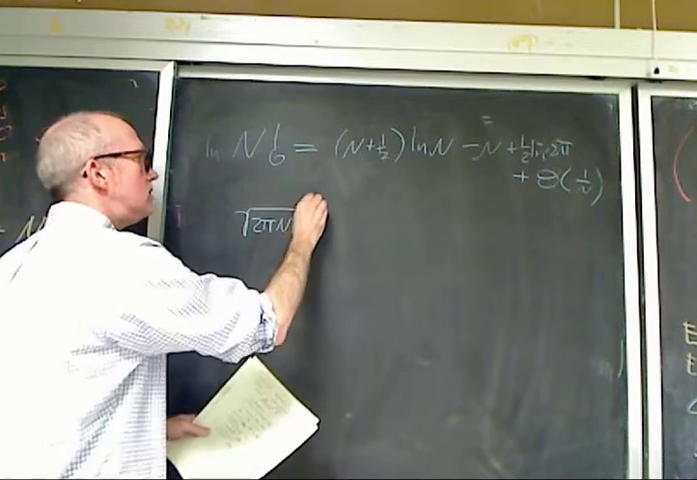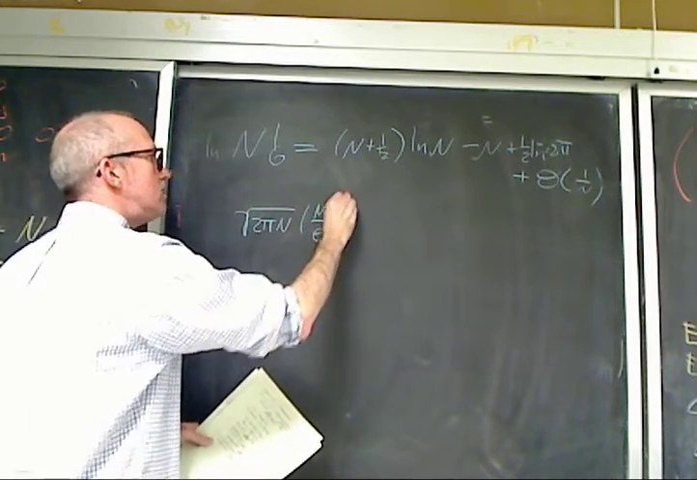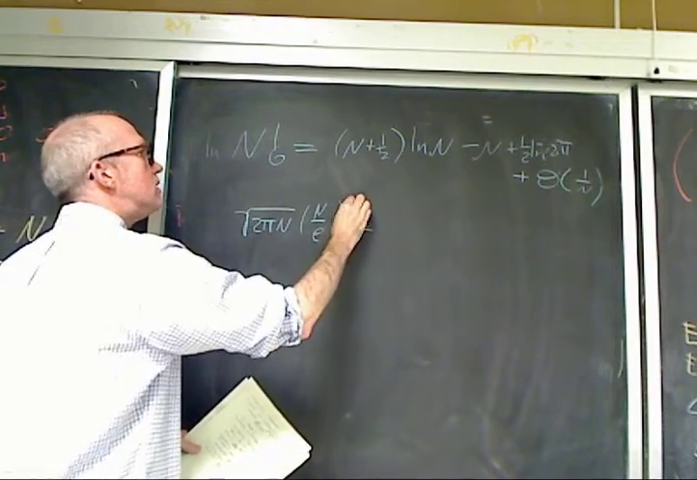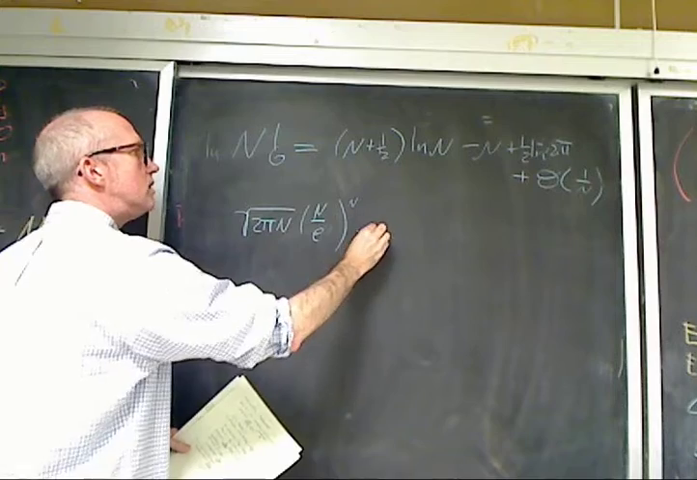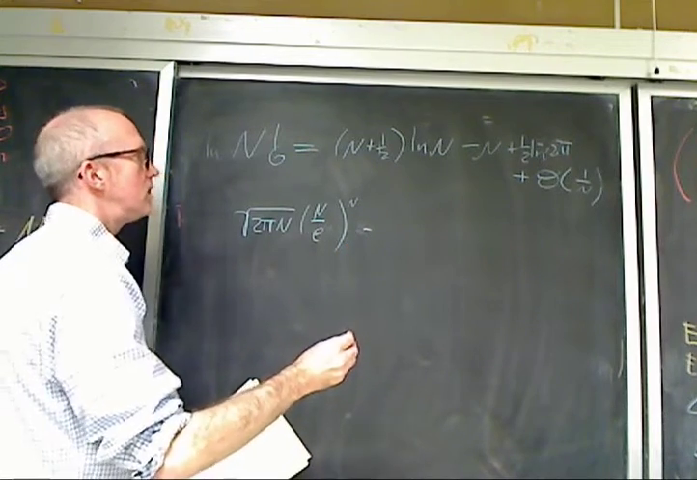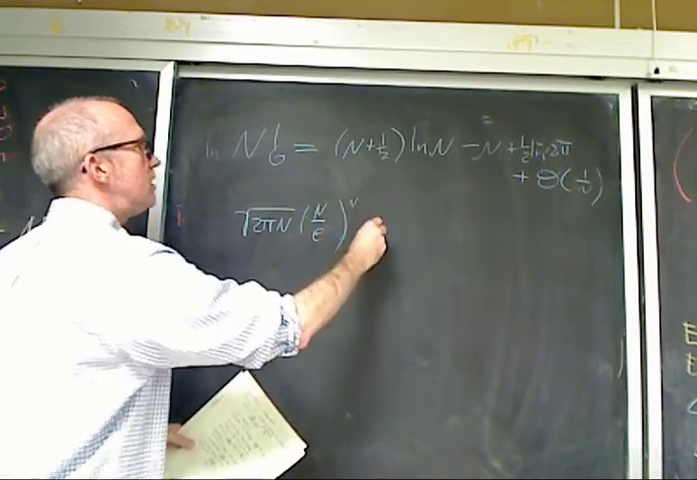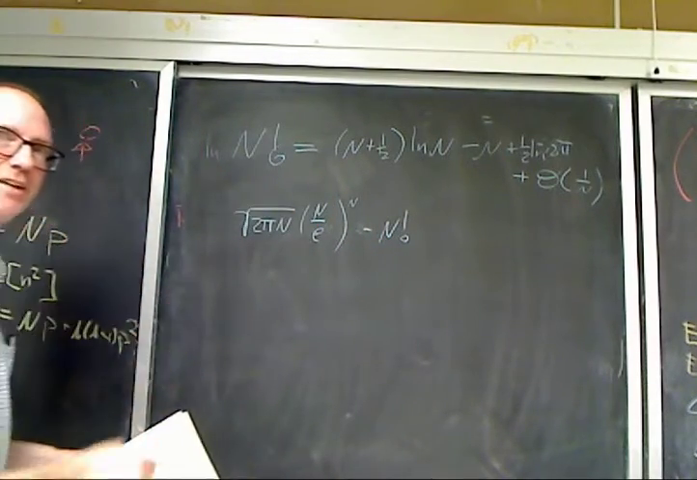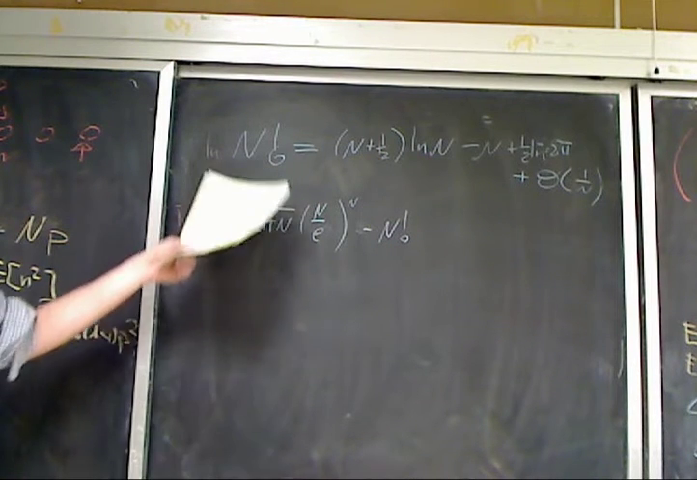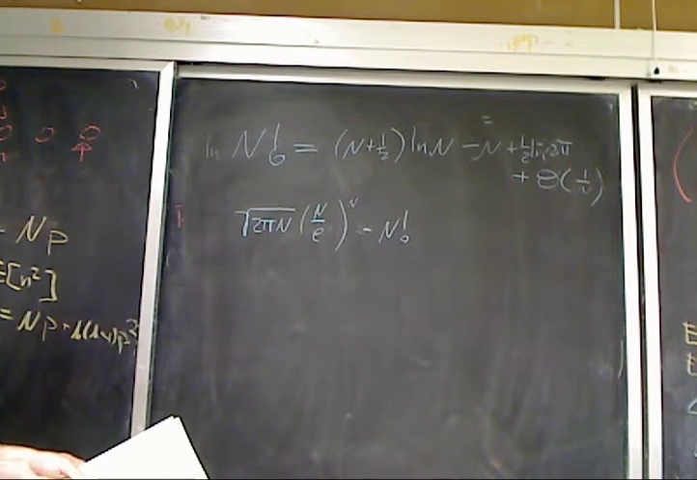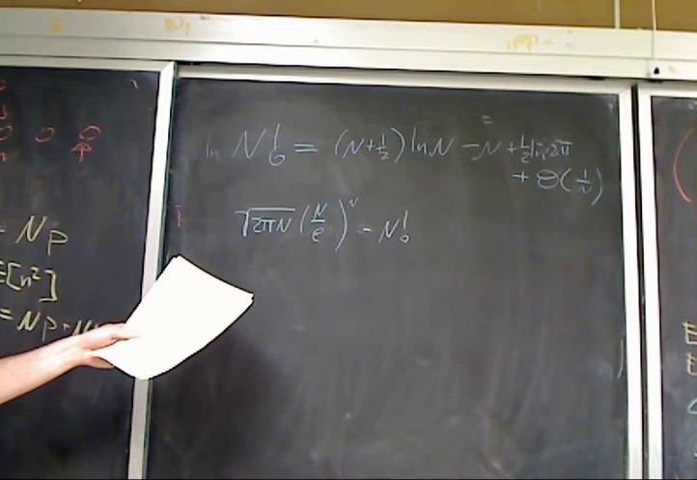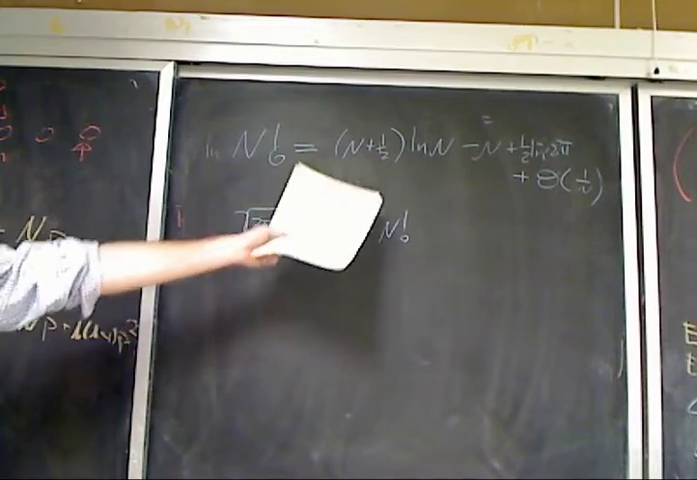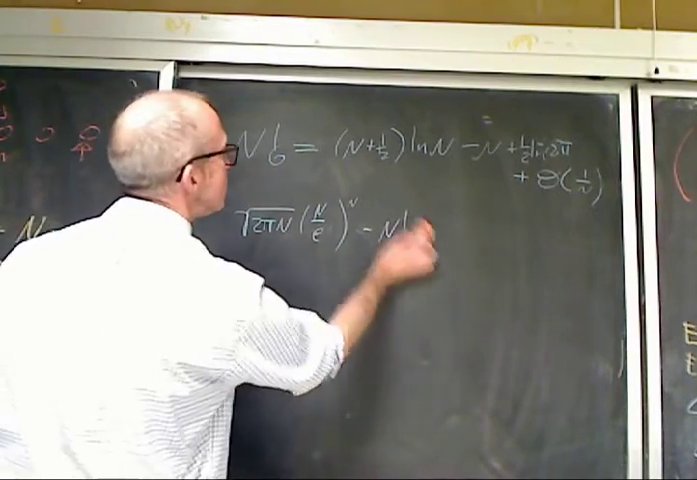And then times n over e to the n, to the n power. That equals approximately n factorial. But that's the natural log, and I want the natural log. That's where I'm going. So yes, this is Stirling's approximation. If you take the log of it and expand everything out, we'll do that.